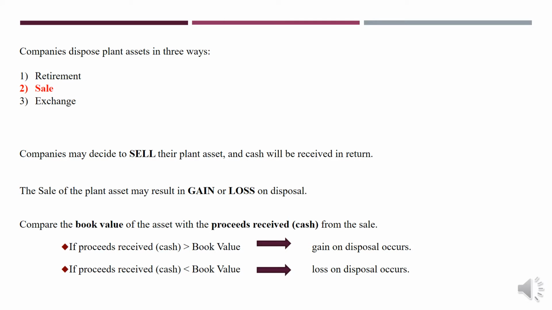When the company decides to sell a plant asset, it will receive cash. However, the sale of a plant asset may result in a gain or a loss on disposal. How can we know whether the sale provided us with a gain or a loss? We need to compare the book value of the asset with the proceeds received, which is the cash from the sale. If the book value is less than the proceeds received, then we have a gain on disposal. If the book value is greater than the proceeds received, then we have a loss on disposal.